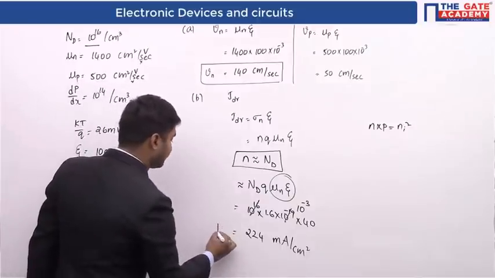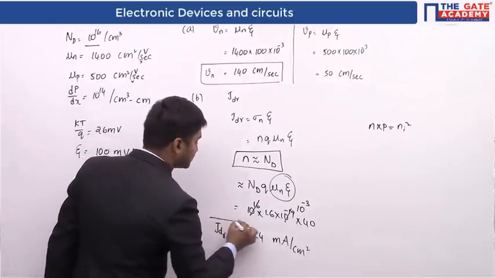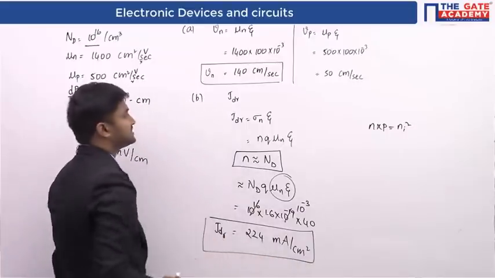This is nothing but the drift current density of the electrons. This is the second part of the question.